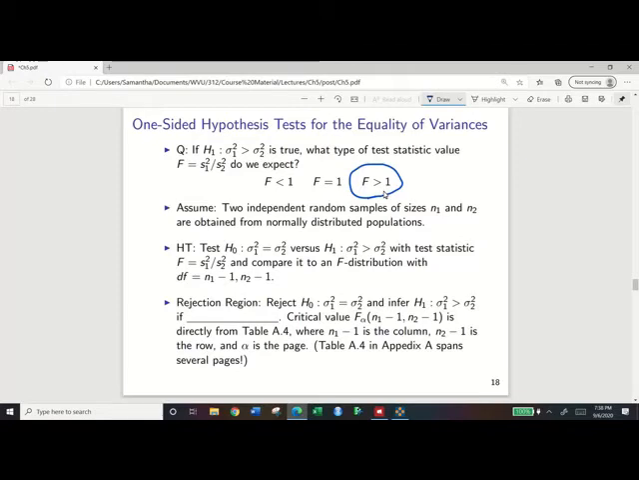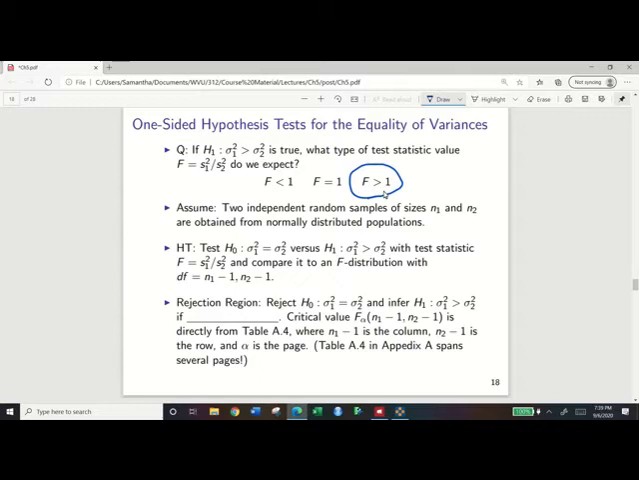As for assumptions, we do need two independent random samples of size n1 and n2, and they must be coming from normally distributed populations. The hypothesis test of interest for us will be the null hypothesis that assumes the two population variances are the same, versus the alternative where one population variance is greater than the second population variance. And again, this is a one-sided hypothesis test.